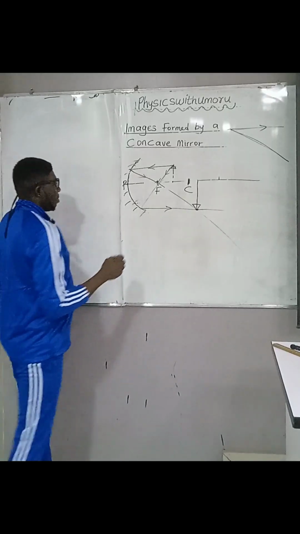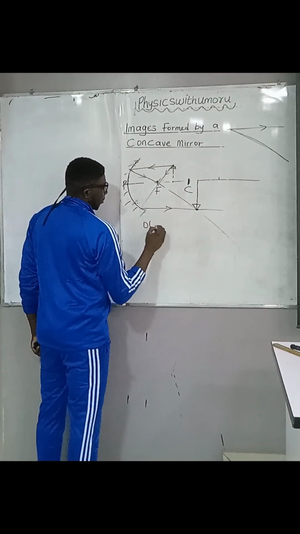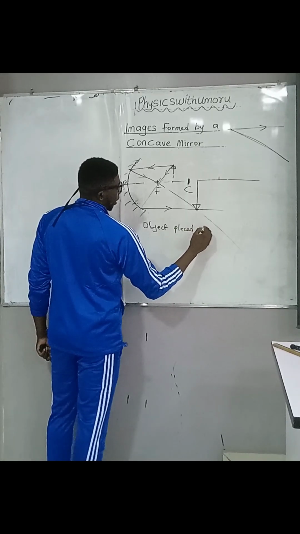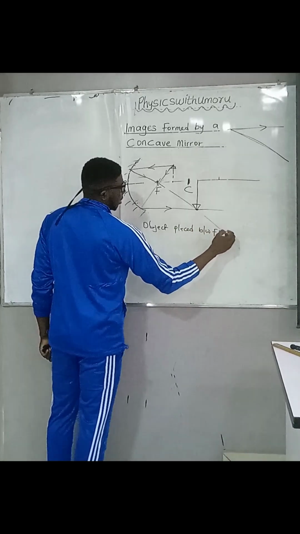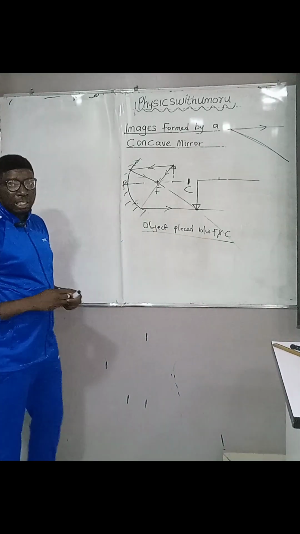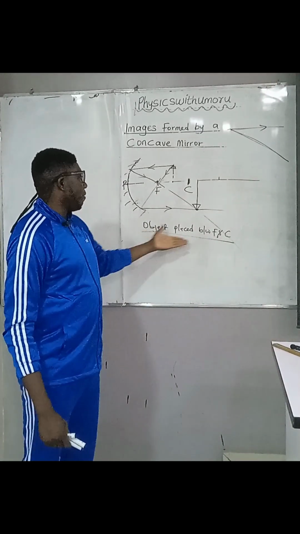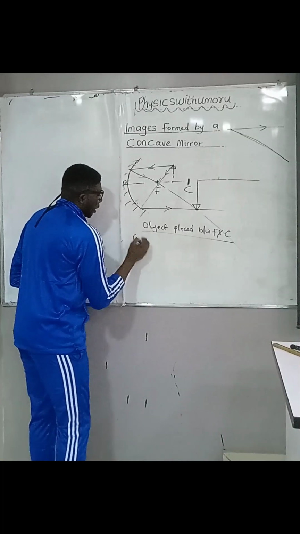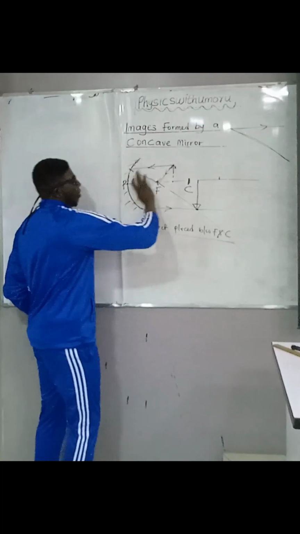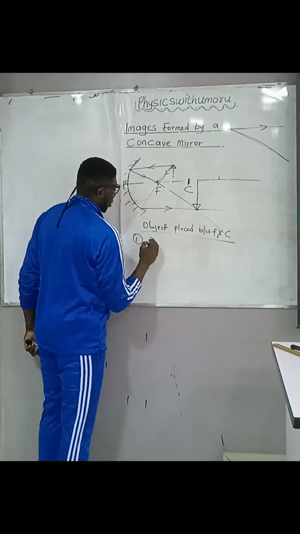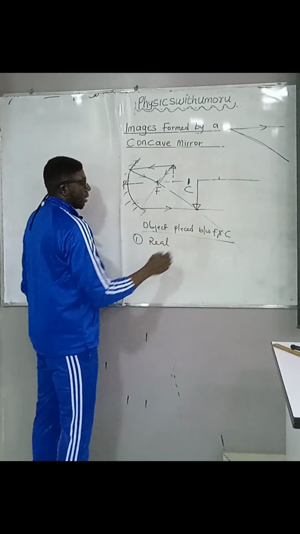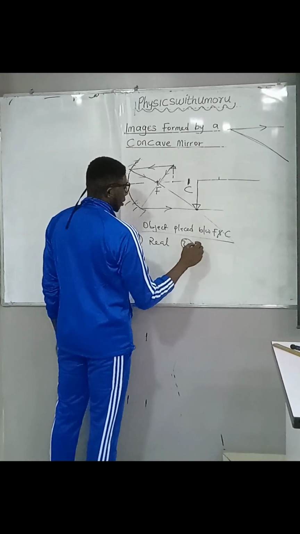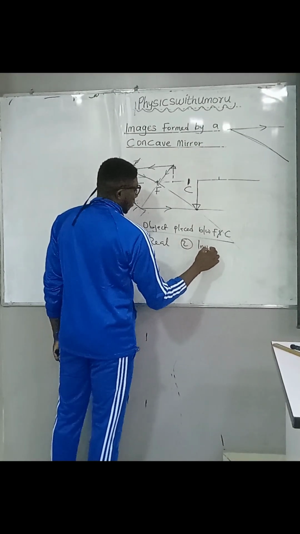So what are the properties? Remember this object was placed between F and C. So when the object is placed between F, which is the principal focus, and C, number one, the image is real, as you can see, formed outside of the mirror. So the image is real. Number two, we can say that the image is inverted. Real and inverted. Always remember this. The image is inverted.